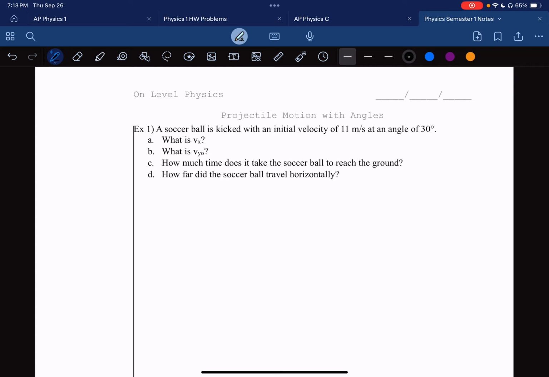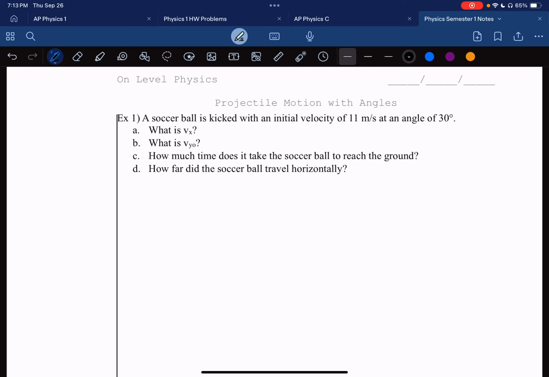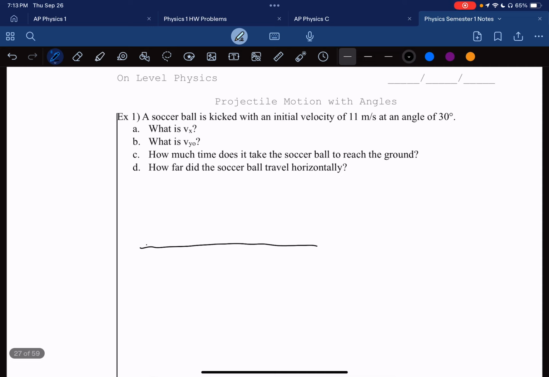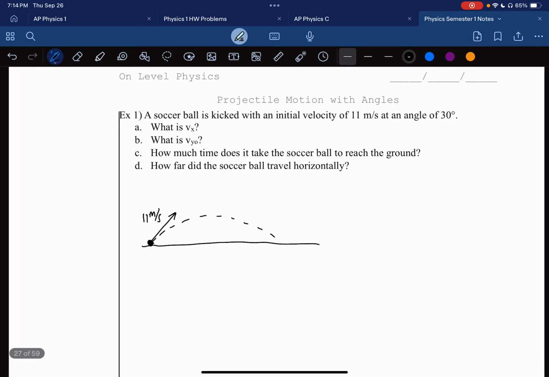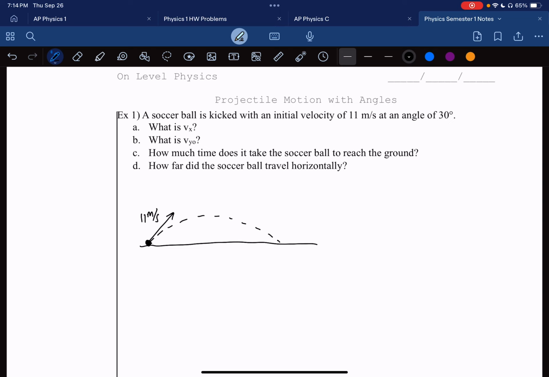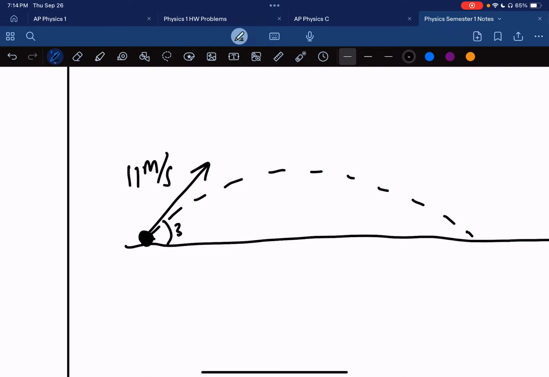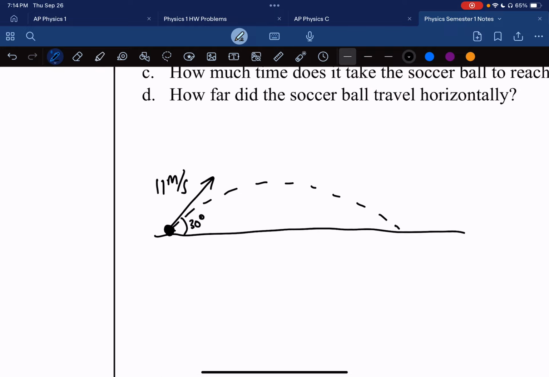It says a soccer ball is kicked with an initial velocity of 11 meters per second at an angle of 30 degrees. So I like to draw a picture of what this looks like. It's very similar to what we just saw there. So here's the soccer ball. It's going to be kicked. This is a vector that represents the initial velocity of the soccer ball, and it will proceed like this. This is the trajectory, and it will land about right here. The angle at which it was kicked, the angle of its velocity, is 30 degrees.